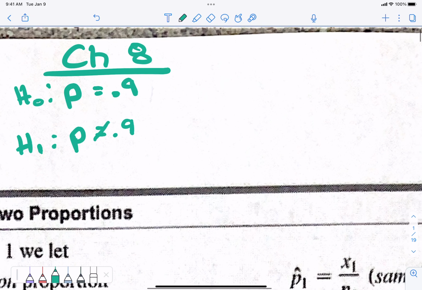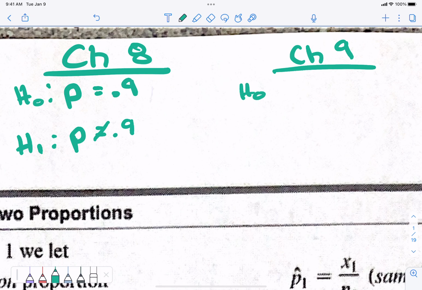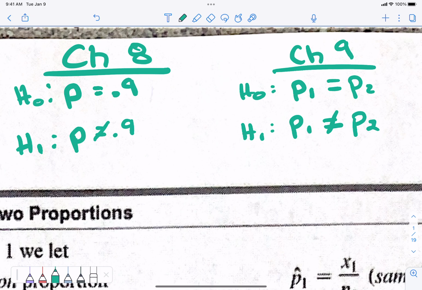In chapter 9, our hypotheses look like this. H0, H1, we are comparing 2 sets of percentages. So we would say the percentage for this test is equal to the percentage on the last test, or the percentage on this test is not equal to the percentage on the last test. Does that make sense? Are the percentages comparable? Are they about the same? Or did you score, as a class, higher than the other class?